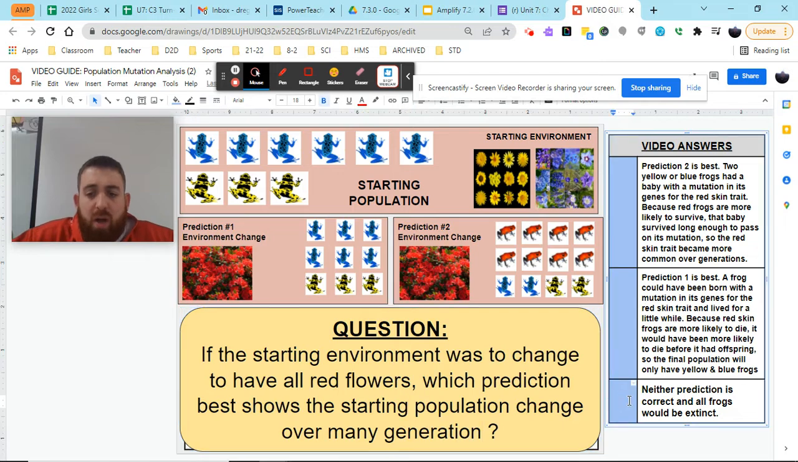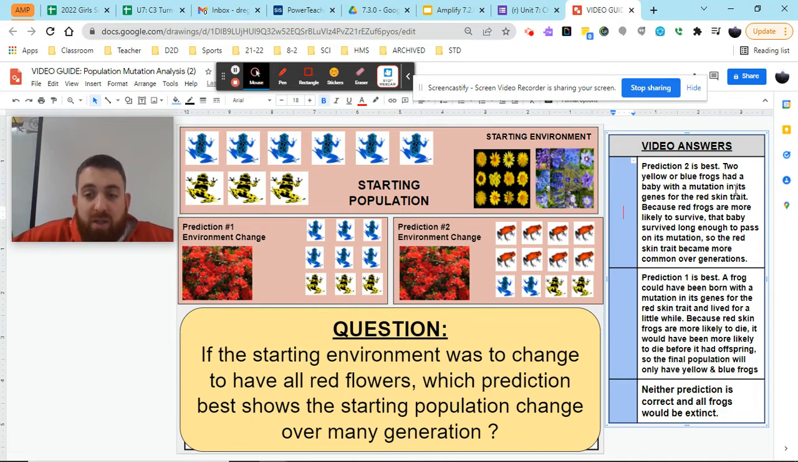Starting from the bottom up, number three, neither prediction is correct and all frogs will be extinct, knowing that our starting environment went from yellow and blue to red. Prediction number one is best. A frog could have been born with a mutation in its genes for the red skin trait and lived for a little while. Because red skin frogs are more likely to die, it would have been more likely to die before it had offspring. So the final population would only have yellow and blue frogs, making prediction one the best option.